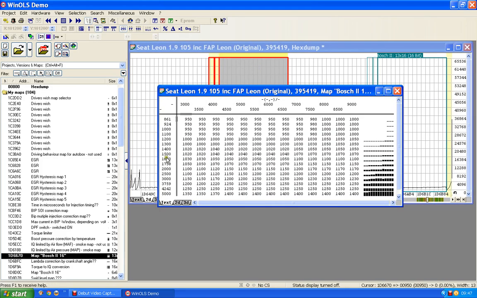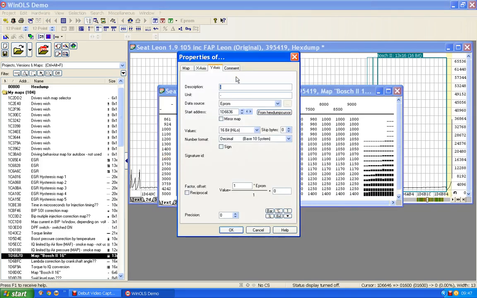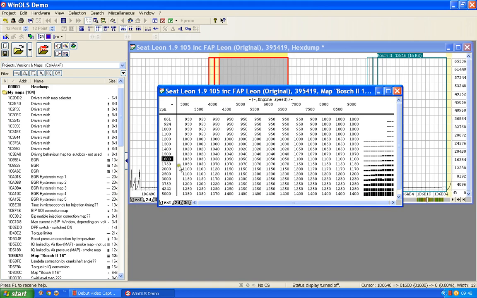There's the map. Now this is almost certainly engine speed, isn't it? So I'll just put in there engine speed and revs per minute. We don't need to make any changes down here, so I'll just say OK. Right, so that's all OK. Right, we'll go and have a look up here.